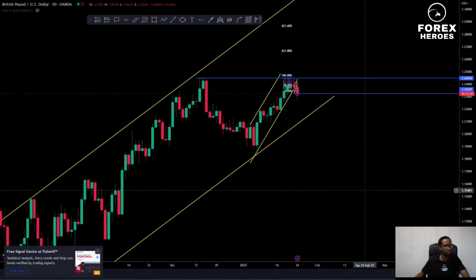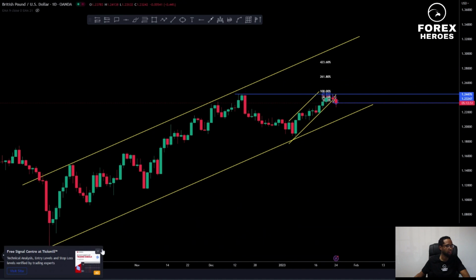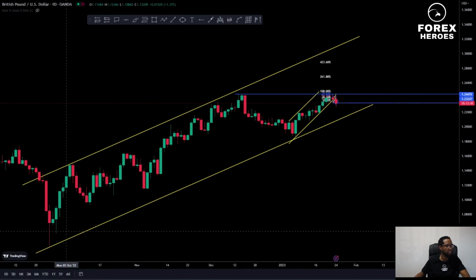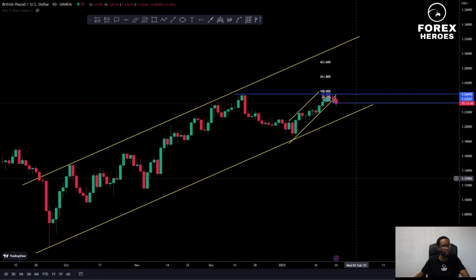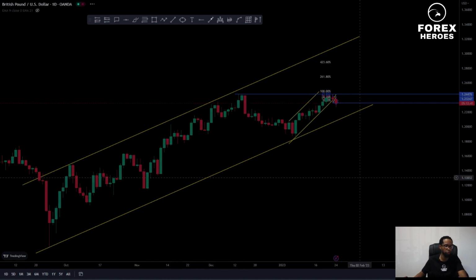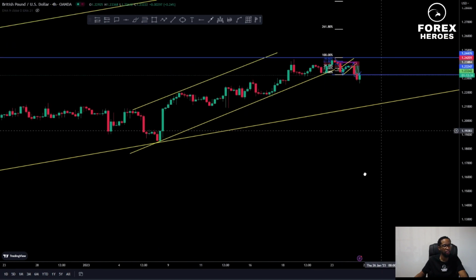I started from the daily time frame. Starting from the daily time frame, I could see that I have this trading channel here. As you can see, an ascending trading channel. But having that, I also went to the 4-hour time frame.